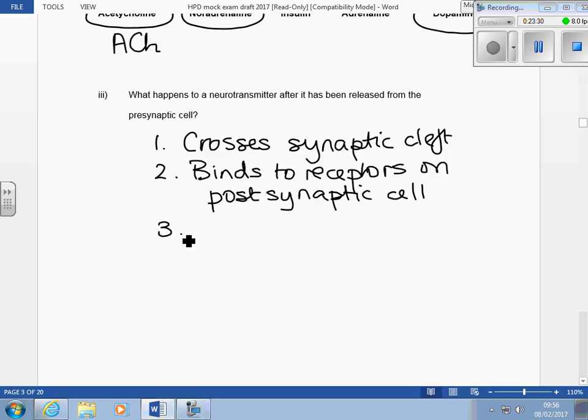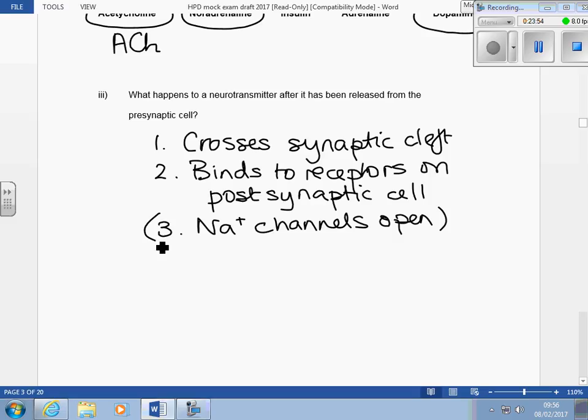Thirdly, that opens up what sort of channel? Sodium channels open because we want to depolarize this. I said it triggers it to depolarize. But that's not really what happens to the neurotransmitter, is it? So we can forget that thereafter. I've gone too far. I'm not answering the question.